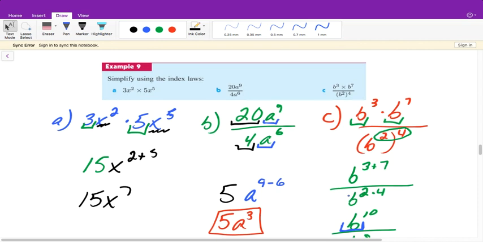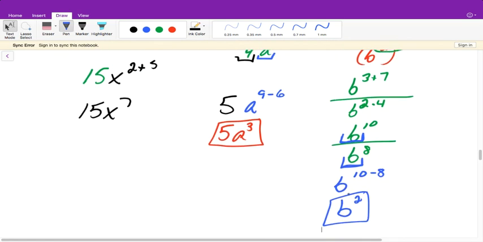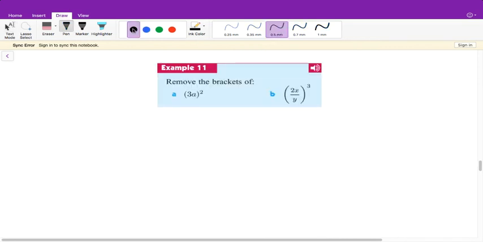So sometimes there will be multiple laws that we have to apply. Sometimes there's only going to be one, but you must just keep going and simplifying until you can't simplify anymore. So even though we got b to the 10th over b to the 8th, we could continue and use our quotient law. All right, now this is going into the laws that we just talked about earlier in this video.